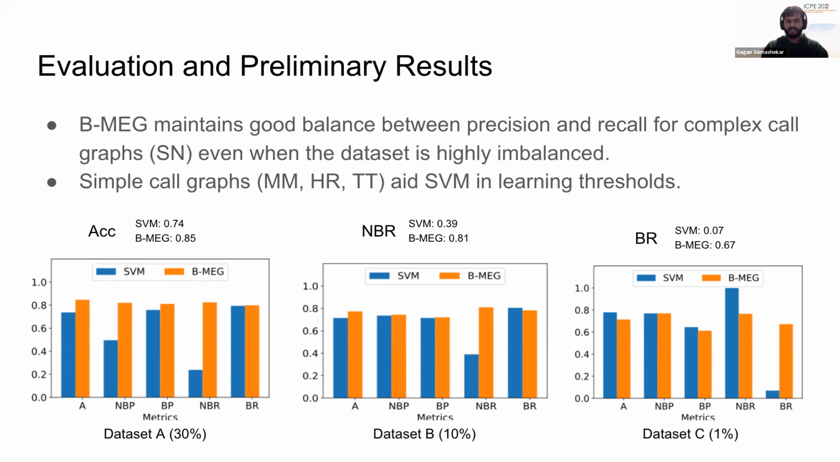The results are discussed in detail in the paper, but just to summarize, BMEG maintains a good balance between precision and recall for complex graphs that are usually seen in the social networking application, even when the dataset is highly imbalanced. On the other hand, for simple graphs, which are seen in media microservice, hotel reservation, and train ticket, the SVM does outperform BMEG as it is easy to learn thresholds in such simple graphs.